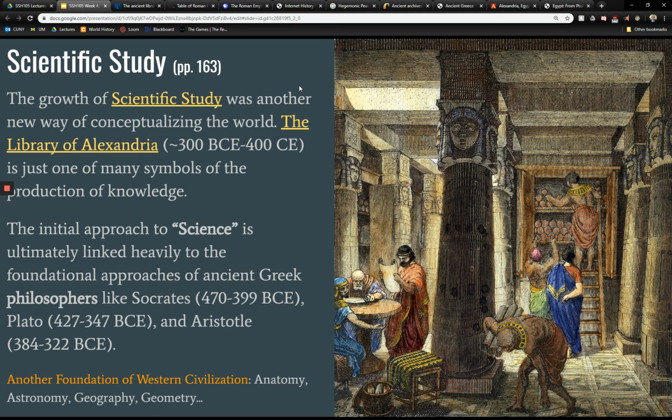Things like anatomy, astronomy, geography, geometry, etc., mathematics are gathered in the Library of Alexandria, which is in northern Egypt, as I talked about earlier. And this Library of Alexandria exists for about 700 years in various states. It occasionally has losses. There are occasional fires and other pieces of the library are destroyed, but it exists for about 700 years, and it is the center of knowledge in the Western world, at least, throughout that period.